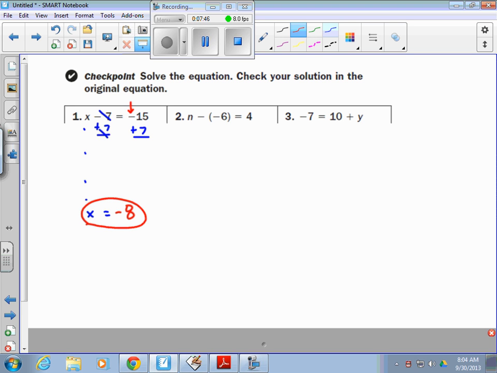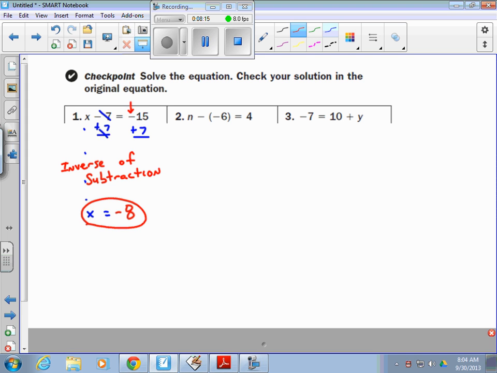And when we justify this step, to show a solution step, say why we did it. The reason we added 7 is because it is the inverse of subtraction. We know the inverse of subtraction is to add 7.